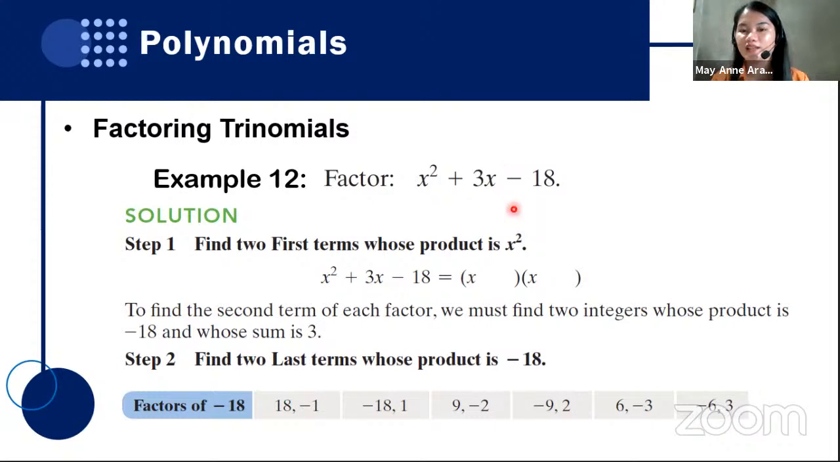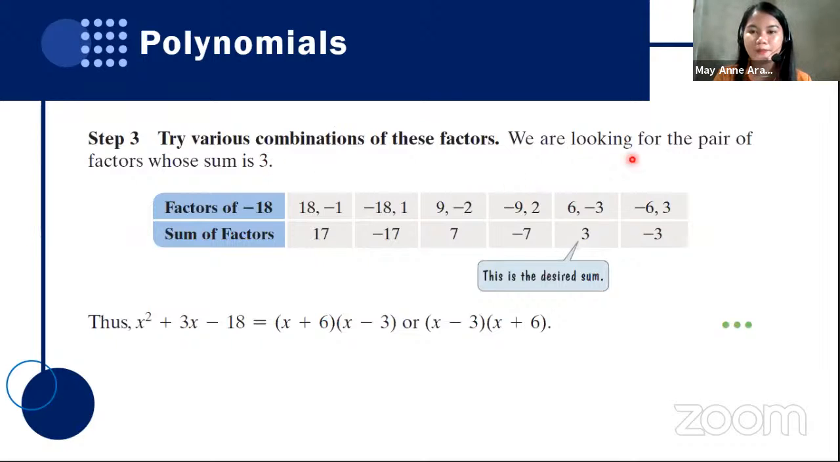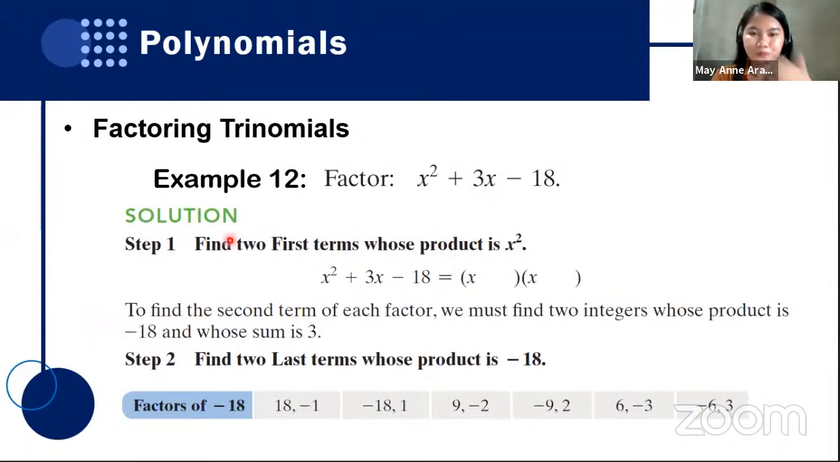Next, find two last terms whose product is negative 18. So look at the constant. Negative 18. You will think of a number or of two numbers whose product is negative 18. And isunod ko na rin to ha. And pair of factors whose sum is 3. Ganito lang yun ha. Ang product ay 18 or negative 18. And kapag pinag-add nyo yung two numbers na yon, dapat ang answer is positive 3. Positive ha. Kasi dapat plus. So pag positive, ibig sabihin, dun sa factor na yon ng negative 18, dapat ang positive dun yung mas malaking number. Kasi nga positive, di ba? Plus 3x.